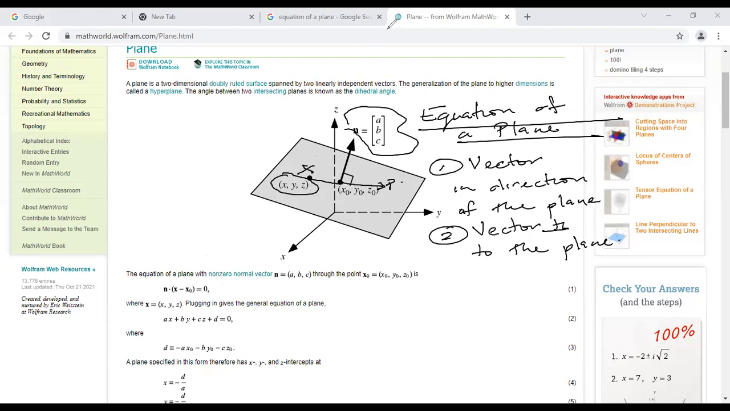I just wanted you to see the neat diagram there, and then I'm going to draw.